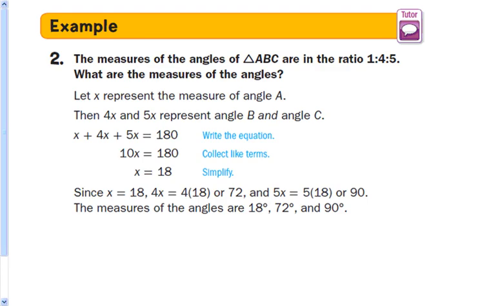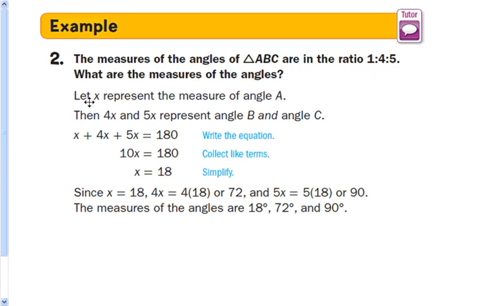Okay, let's look at example 2. It says the measures of angles of triangle ABC are in the ratio of 1 to 4 to 5. What are the measures of the angles? Okay, so this one's written a little differently. They don't give us the angle measures, they give us the ratio, but it's very simple to do.